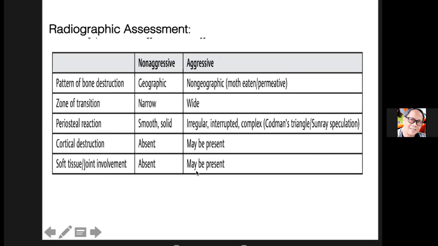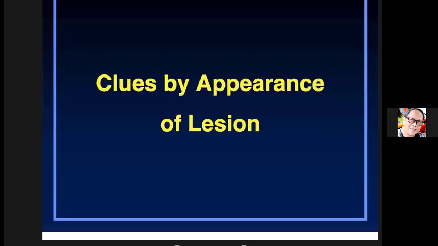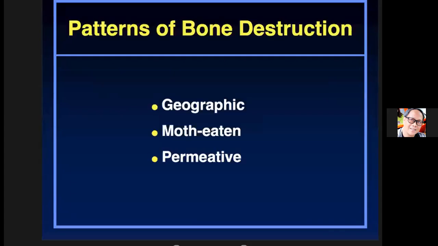Remember, a benign lesion may look aggressive, but actually be benign, and a very good example of that is osteomyelitis. So these are clues by appearance of the lesion, meaning the radiographic appearance, CT and X-ray appearances. You can divide the pattern of bone destruction into three main groups, according to how much destruction is displayed: one is geographic, second is moth-eaten, and the third is permeative pattern.